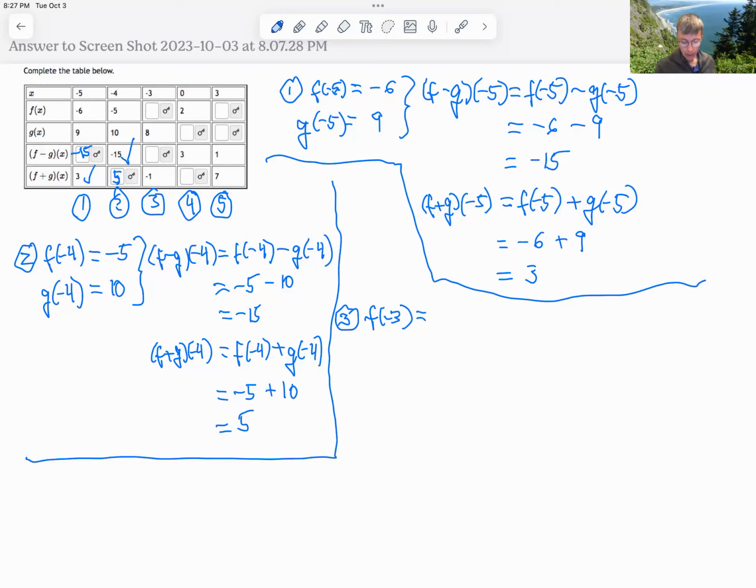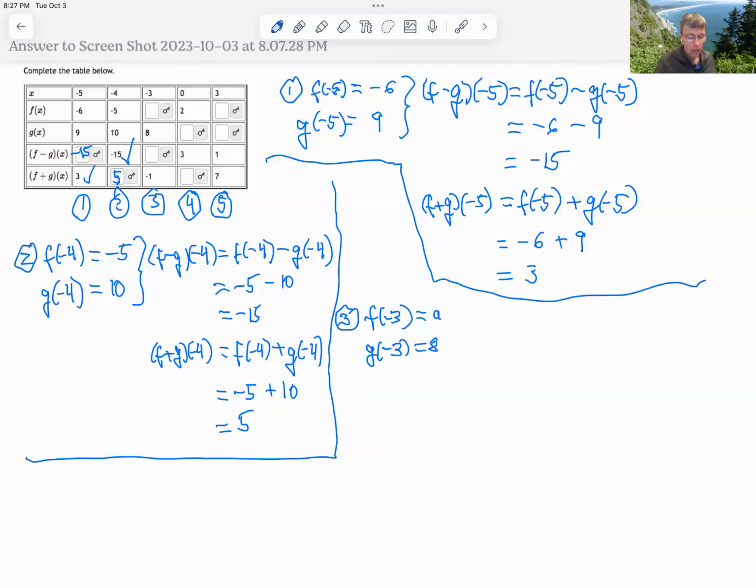So I'm gonna call that A for the moment, to not confuse us with x's and stuff. I'm gonna call that A for no particular reason. Any letter will do, but we just don't know what it is. But g of -3 we are given. So that is an 8. And now I'm looking also for something for f minus g. So that's not going to help us because it's also an empty spot. We don't know what it is.